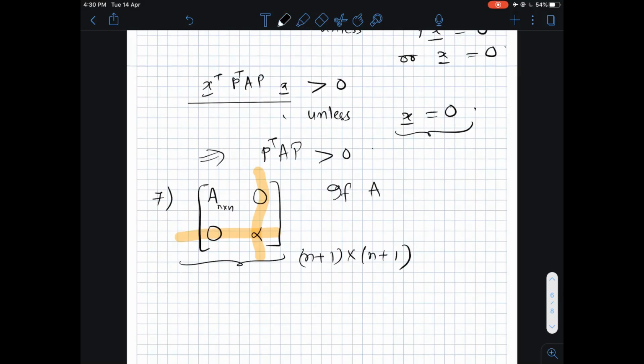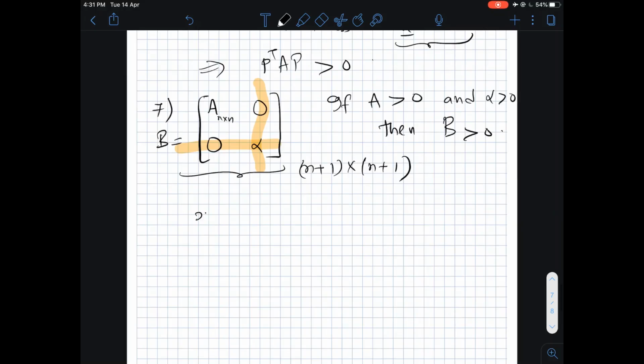So let's call this B. If A is positive definite and alpha is positive, then B is positive definite. Here alpha is just a scalar. If A is positive definite and alpha is positive, then B is positive definite. Okay, so how do we prove this?